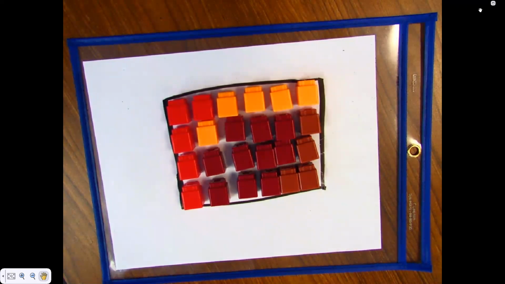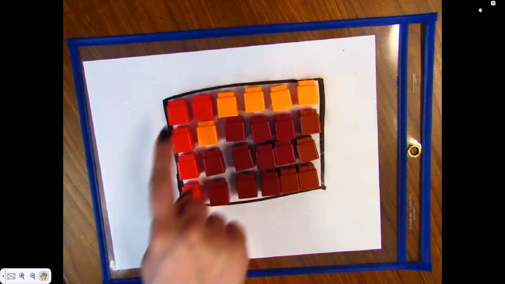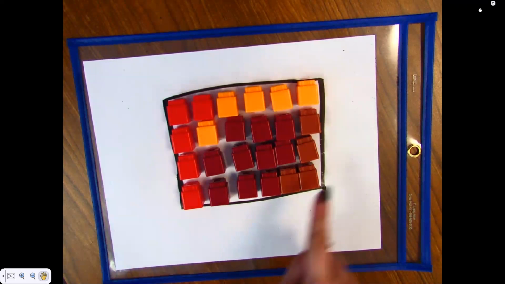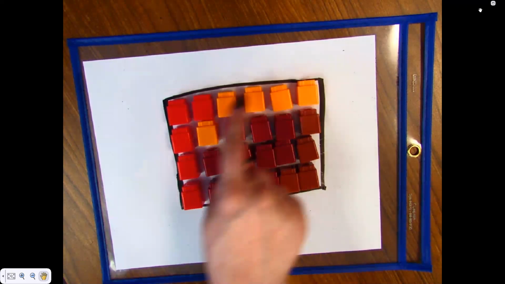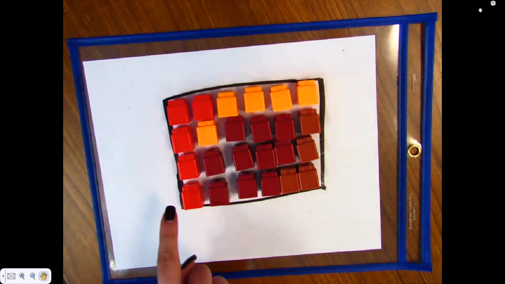What could I count, Grace? What could I count? You could count all the cubes. I could count all of these cubes, right? Because I'm looking for the area. So I'm looking for the space. Well, all of these cubes are the space inside this square. Okay? So I could count all of these cubes.